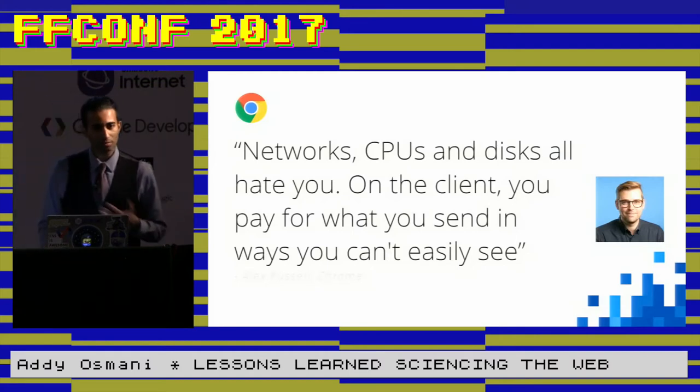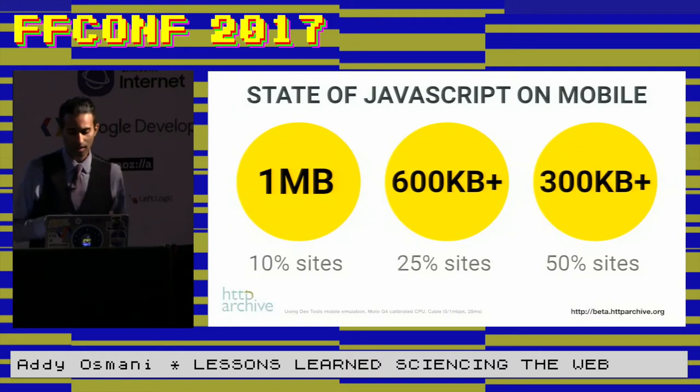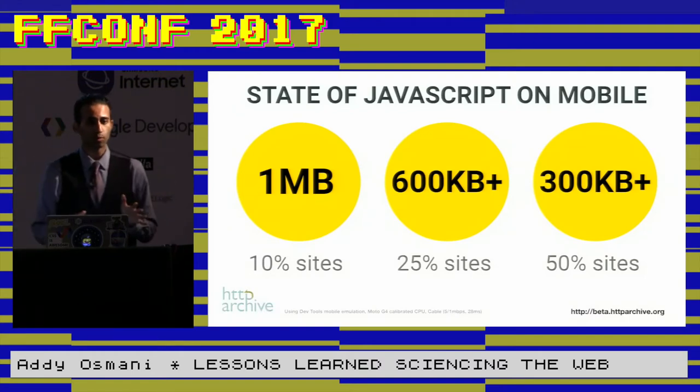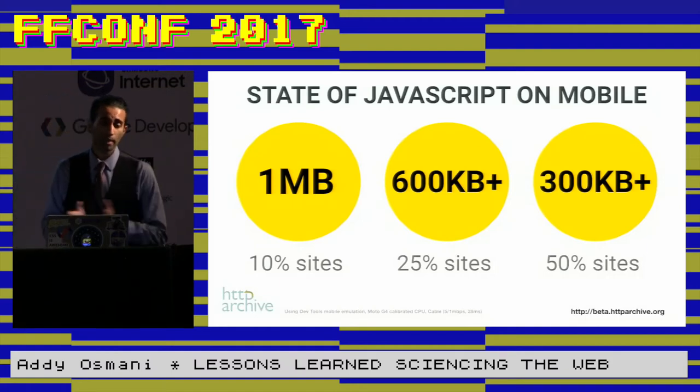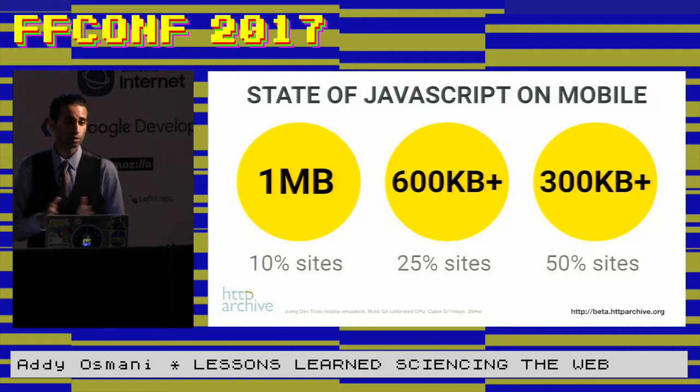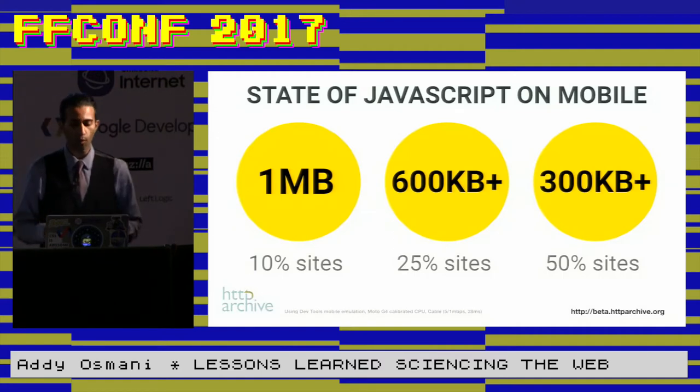So let's take a look at something that isn't a SQL statement and look at the state of JavaScript on mobile. So this is what it currently is. This is across 500,000 top domains. 10% of sites are shipping down a megabyte of JavaScript. 50% of them are shipping down 300 kilobytes or more. Why does this matter? Why does this matter to you at all?